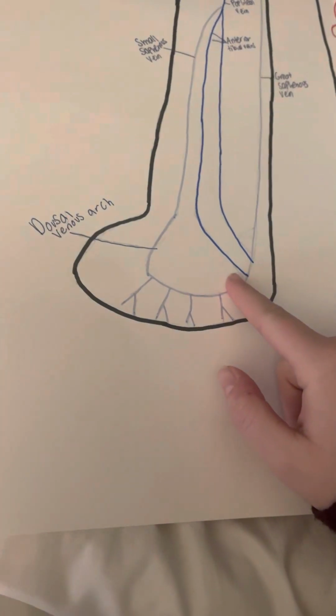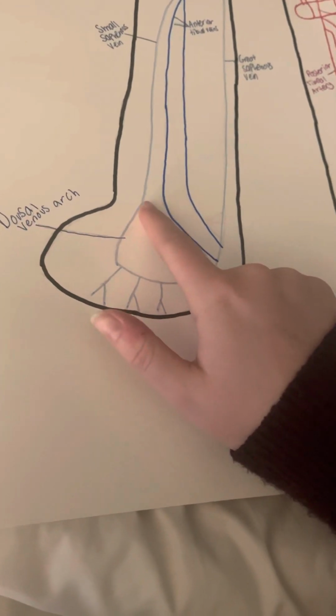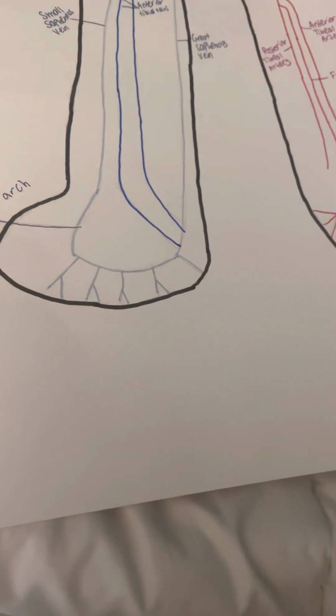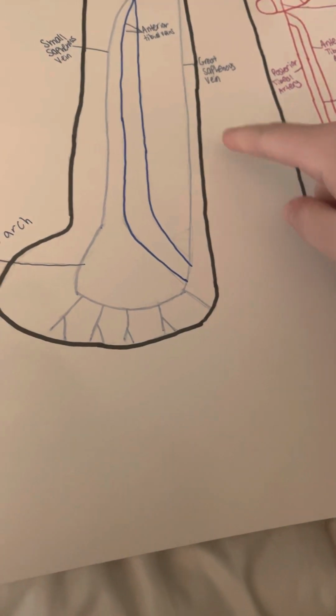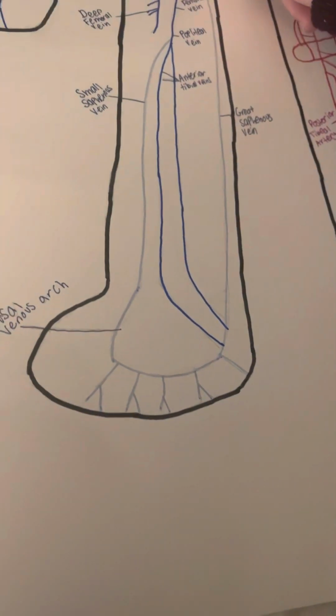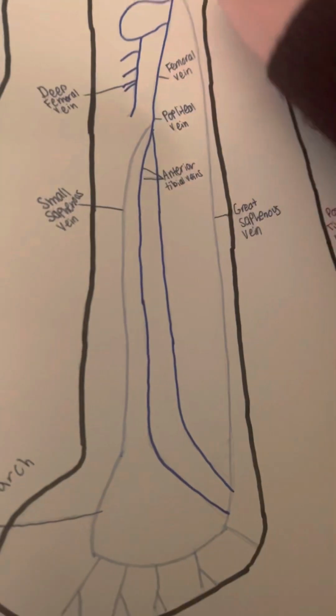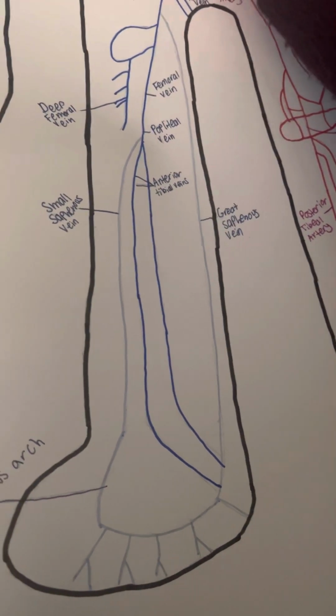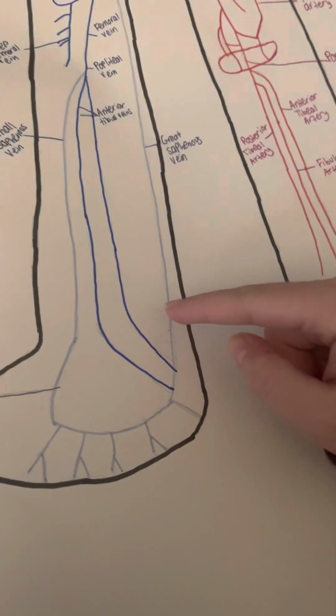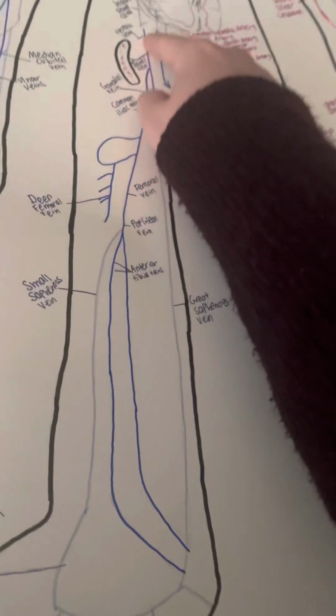But to start, you have the dorsal venous arch, which is superficial. And that leads to the great saphenous vein and the small saphenous vein. And all of this comes out of the inferior vena cava, and goes into the vena cava.